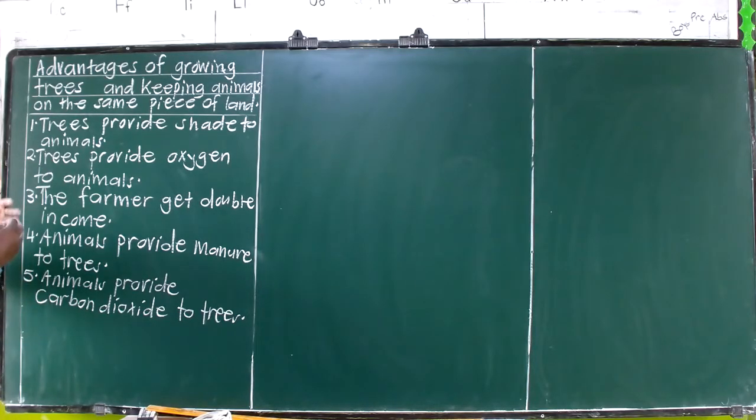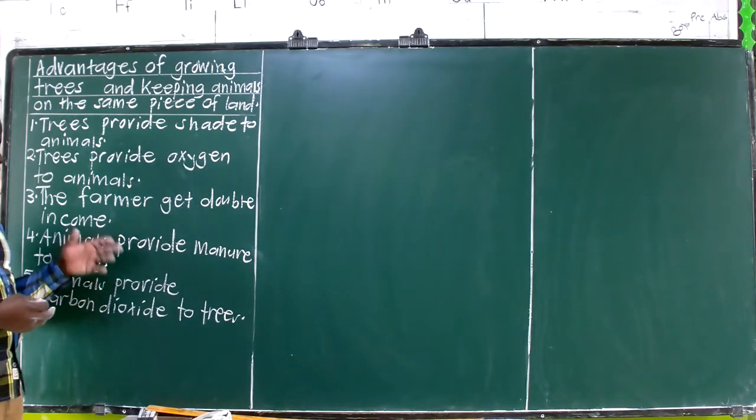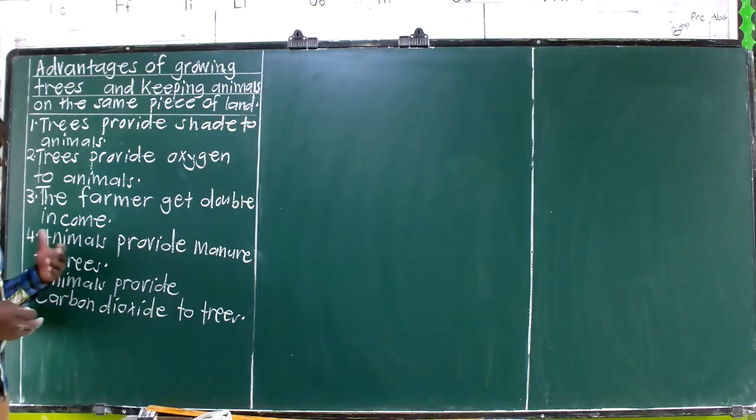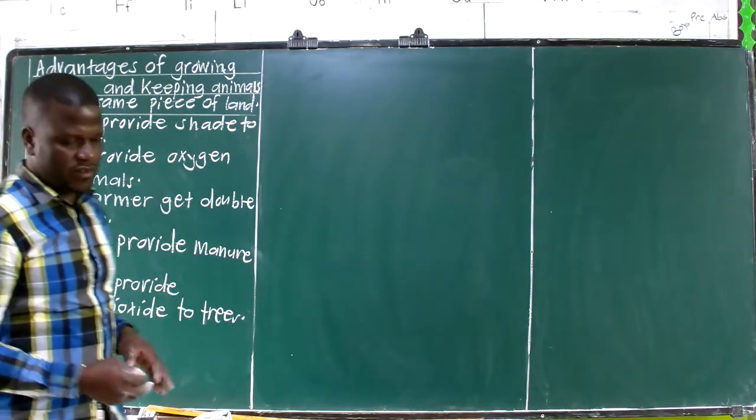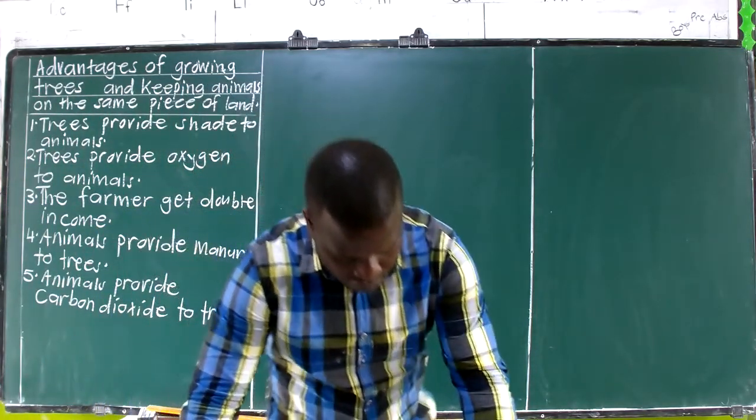Okay, that's how trees and the animals benefit when they are on the same piece of land. Trees provide shade, trees provide oxygen to animals, the farmer gets double income, then animals provide manure to trees, and animals provide carbon dioxide to trees to make their own food.